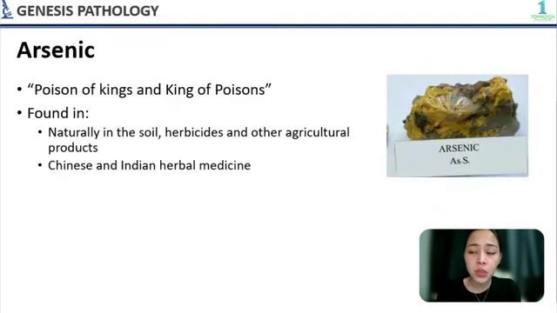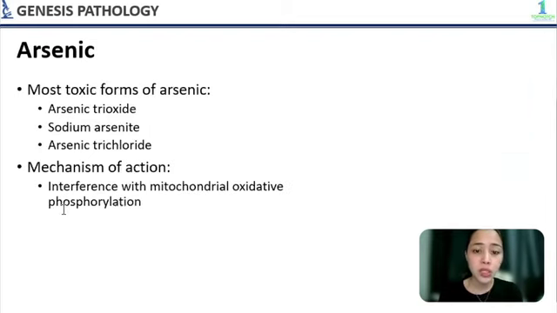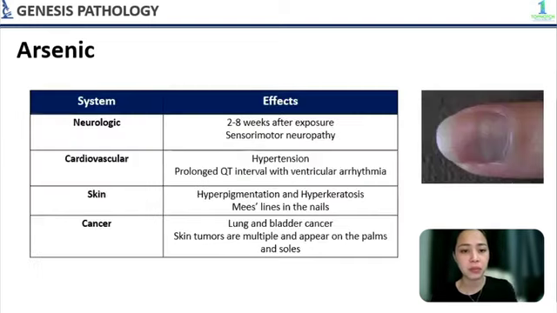So arsenic, it also interferes with several aspects of cellular metabolism. So it was used as an instrument of assassination among the royal families, kaya tinawag siyang poison of kings and king of poisons. So it's found naturally in the soil as well as in Chinese and Indian herbal medicine. So the most toxic forms of arsenic are the trivalent compounds listed here. So this toxicity may be attributed to the mechanism of action, which is interference with mitochondrial oxidative phosphorylation.